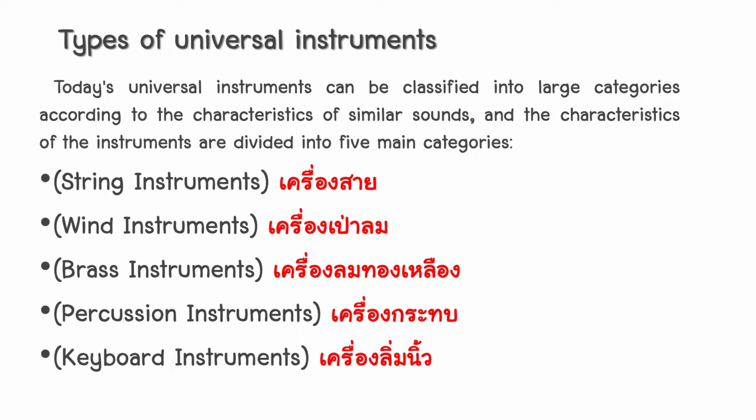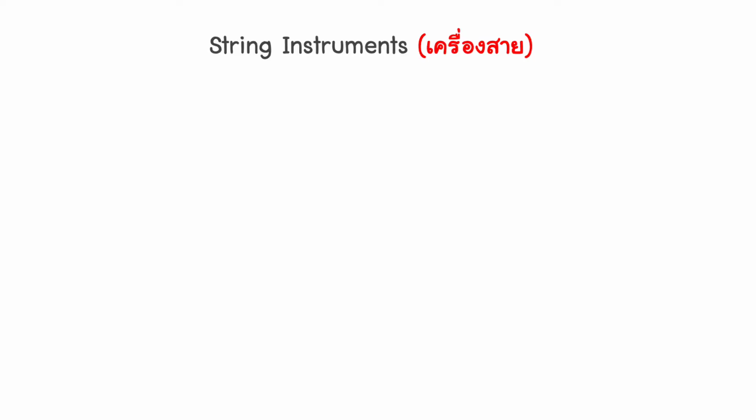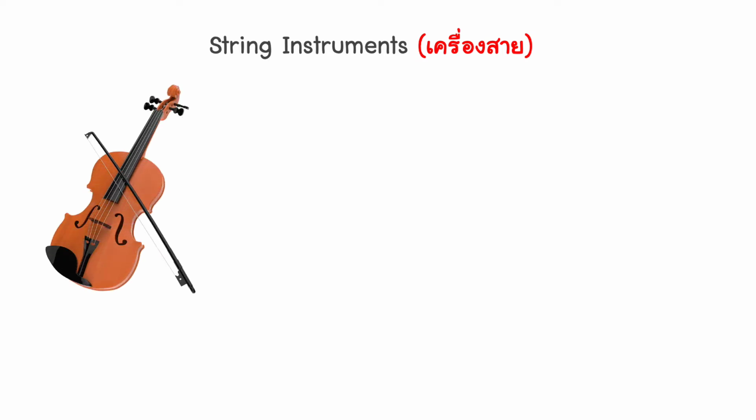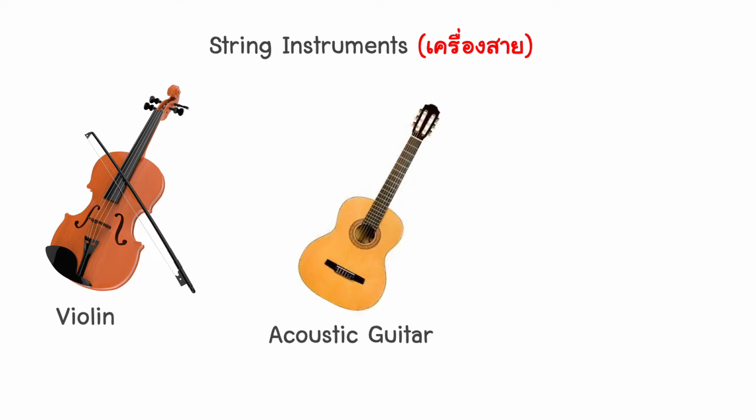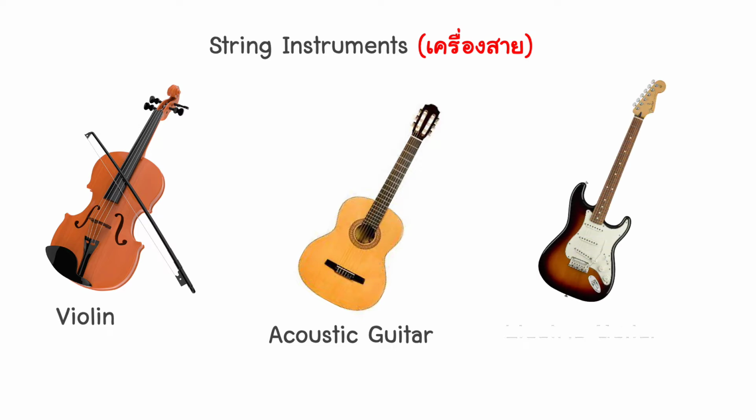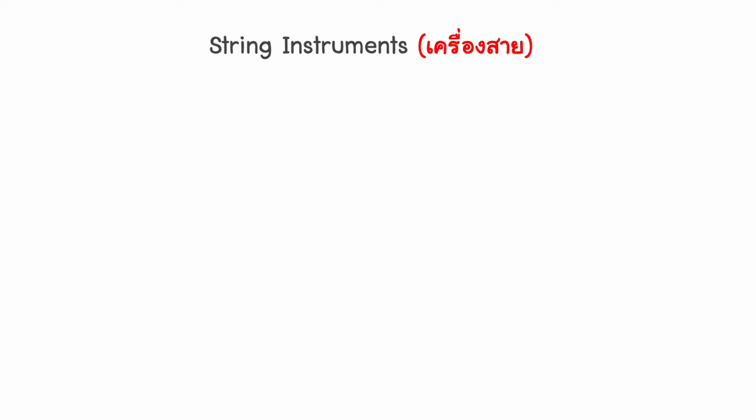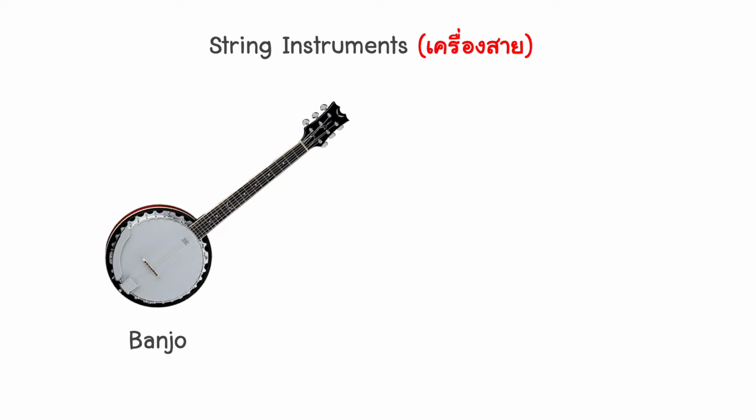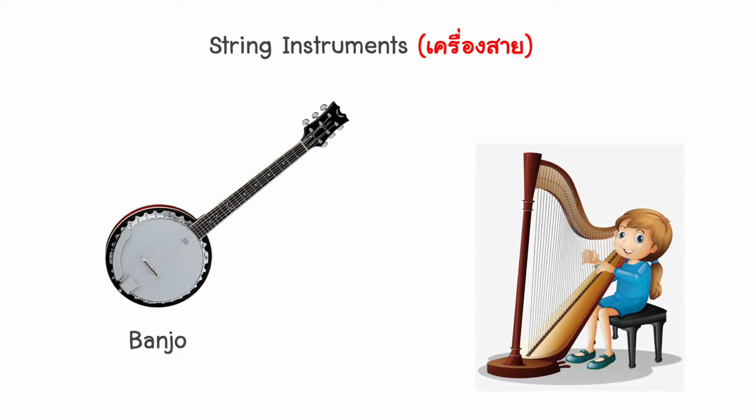Now let us start with number 1, string instruments. Okay, what are those? We have the violin, we have the guitar or acoustic guitar, and then we also have the electric guitar. Okay, these are the strings. Another one is the banjo. And then we also have a harp. Okay, so these are all string instruments.